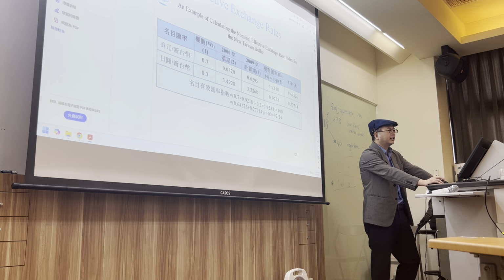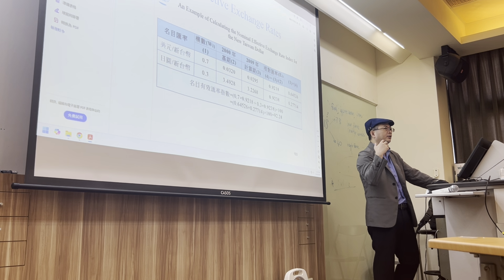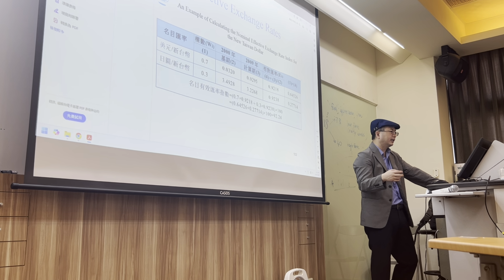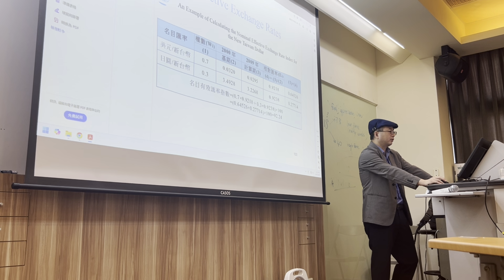So first, let's look at the rates between the U.S. and Taiwan. Let's assume Taiwan is trading with only 2 countries, the U.S. and Japan, where the U.S. accounts for 70% of the trading volume and Japan only accounts for 30% of it. And we take 2000 as the base year.